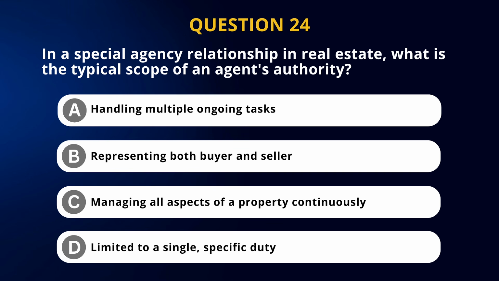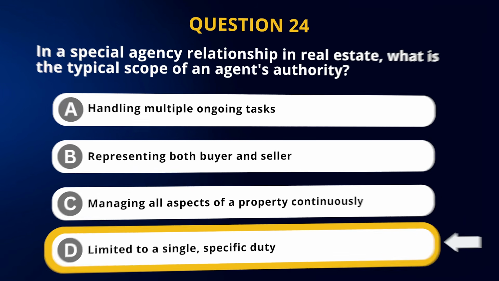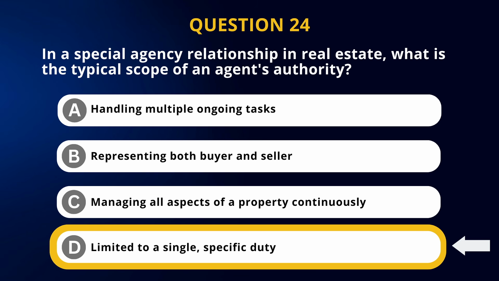And the answer is letter D, limited to a single specific duty. So interesting here, managing all aspects of a property continuously, they were kind of fishing here for, is this potentially a property manager, representing both buyer and seller? What's happening here? And handling multiple ongoing tasks. And the reality here is in a special agency relationship, as opposed to general agency relationships, what is the typical scope of the agent's authority? And it's always limited to a single specific duty.